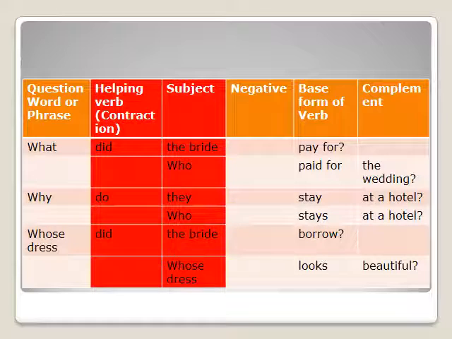So here are some examples. What did the bride pay for? Okay. In this case, we're asking about the complement. Or we can say who paid for the wedding. We're asking about the subject. Why do they stay at a hotel? We're asking about the complement. Who stays at a hotel? We're asking about the subject. Whose dress did the bride borrow? We're asking about the complement. Whose dress looks beautiful? We're asking about the subject.